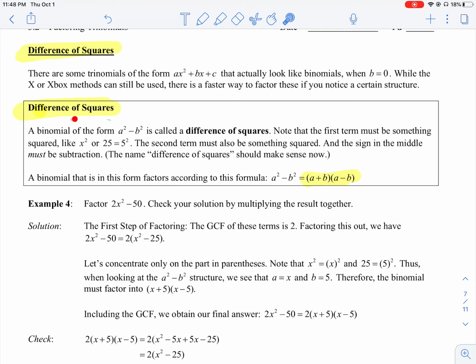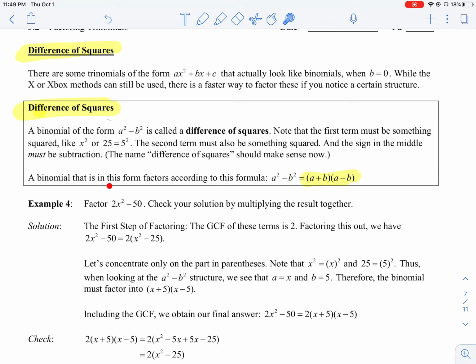This is called the difference of squares. A binomial of the form a squared minus b squared is called a difference of squares. Note that the first term must be something squared, like x squared, a squared, c squared, or 25, because 25 is a 5 squared. The second term must be something squared like this, and the sign in the middle must be subtraction. It couldn't be a positive in there. The name difference of squares should make sense now, right? You subtract the squares. Does that make sense?